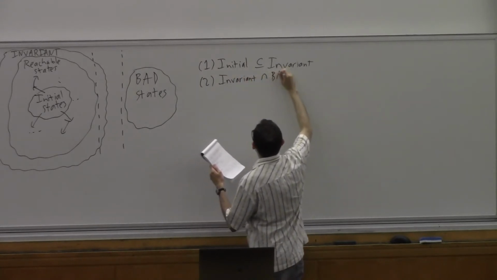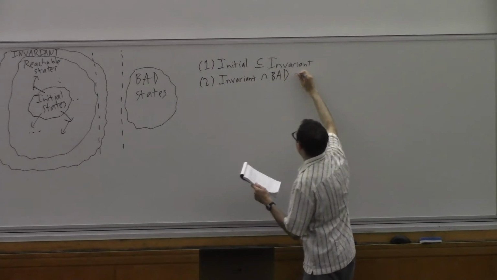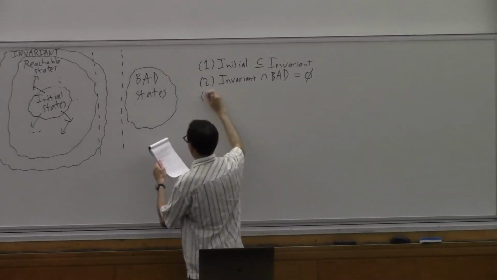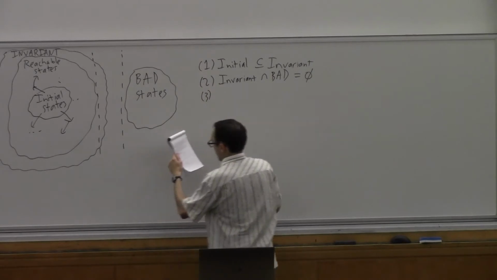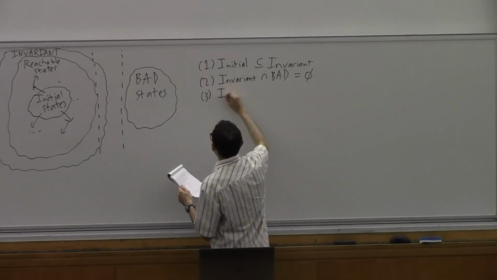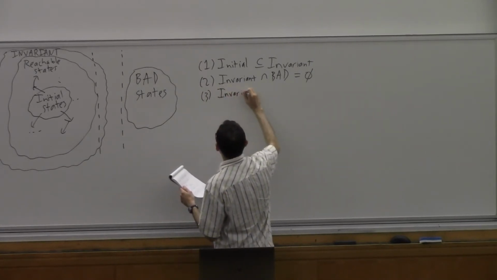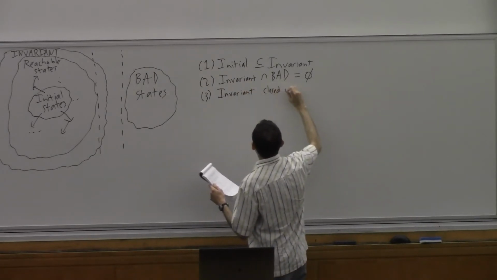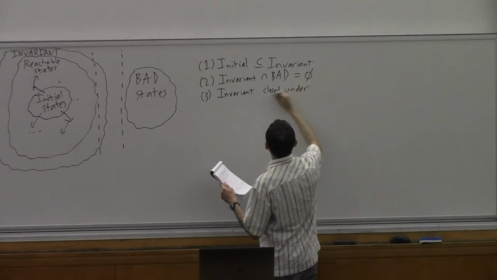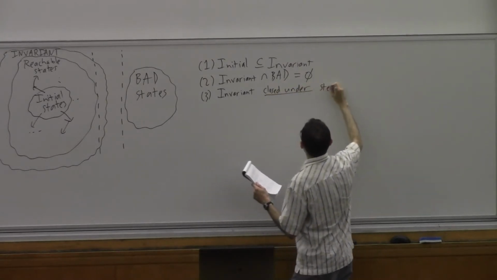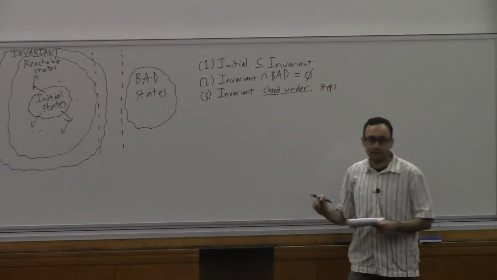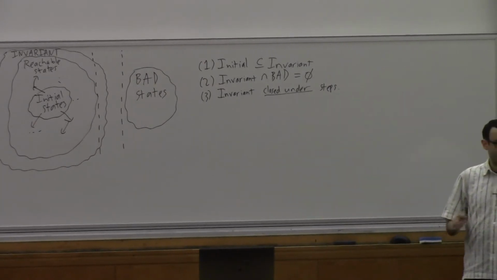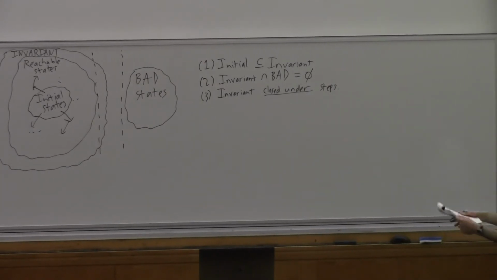And the invariant has no overlap with the bad states. Their intersection is empty. And also, I'll write this one kind of informally. The invariant is closed under steps, meaning if you start out inside the bubble for the invariant and you take a step, no matter which step you pick, you're back inside the invariant somewhere.